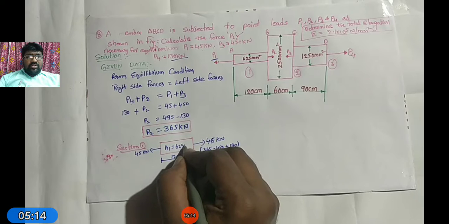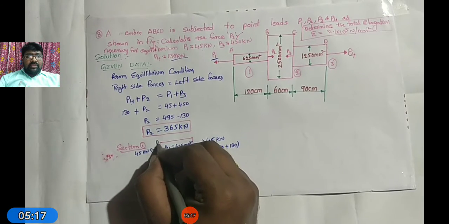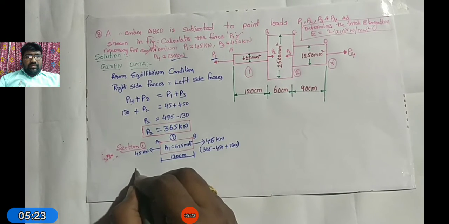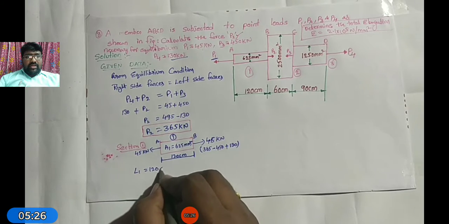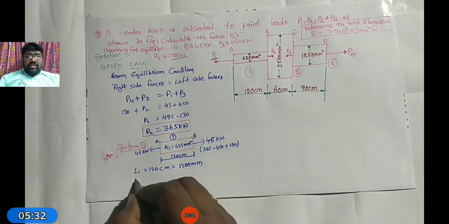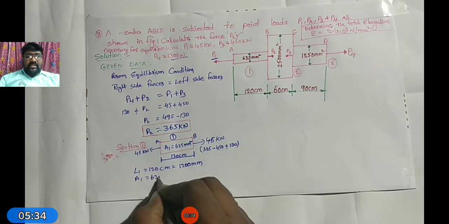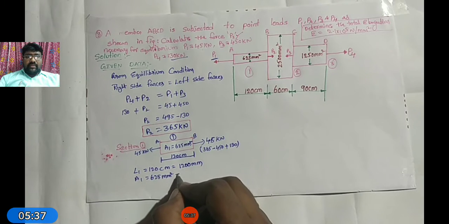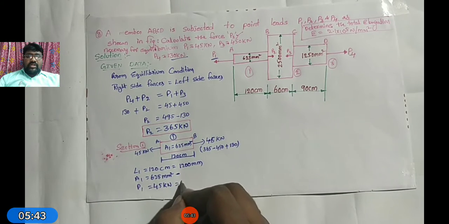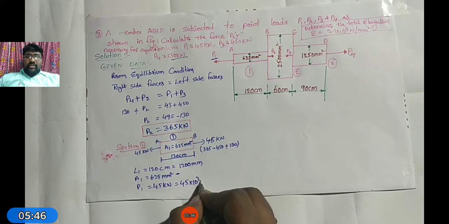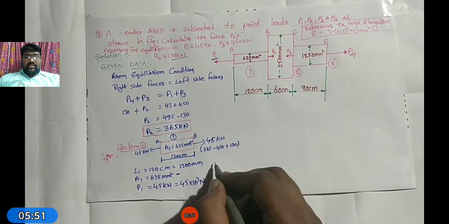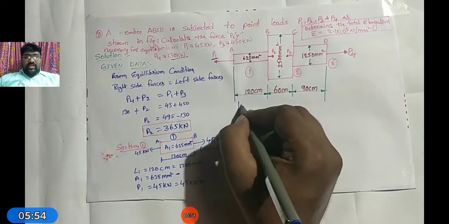The area of the section is 625 millimeter square. Note down: L1 is 120 centimeters, convert it into millimeters, that is 120 into 10, that is 1200 millimeters, and area is 625 millimeters square. Next, load is 45 kilonewtons, convert it into newtons, 45 into 10 cube newtons. Substitute all these in the change in length equation.